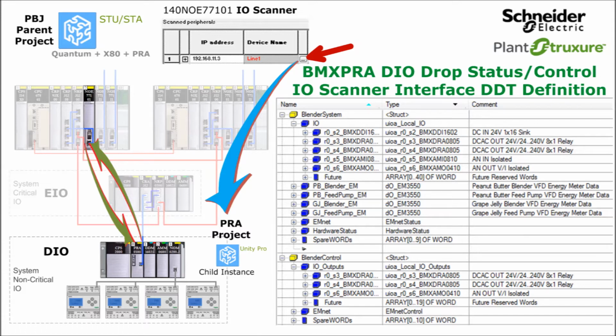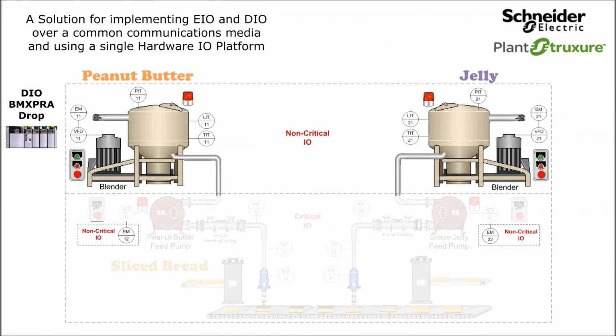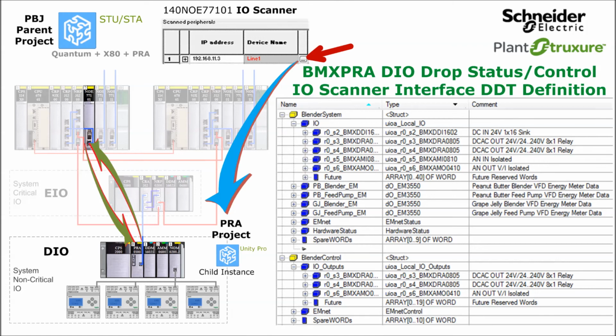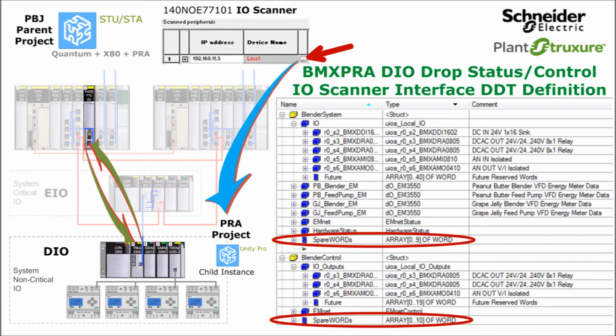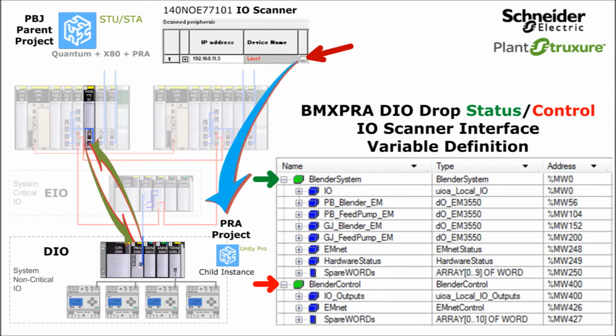Why Blender? Well, in case you were having a peanut butter and jelly sandwich and missed it, the DIO drops in our sandwich assembly line are controlling the peanut butter and jelly blenders. Now, note that I have also included some spare words, and the size of these arrays are set to round out the word usage of the DDT to an even number of words. These Blender DDTs are used to make variables, one for the Blender system status and one for the Blender control. And these are located, providing the Quantum NOE IO scanner with access.